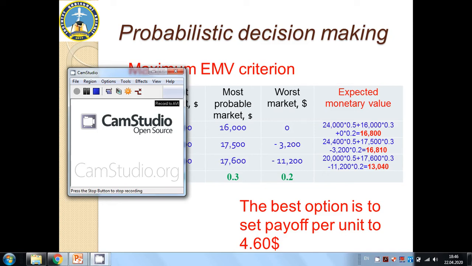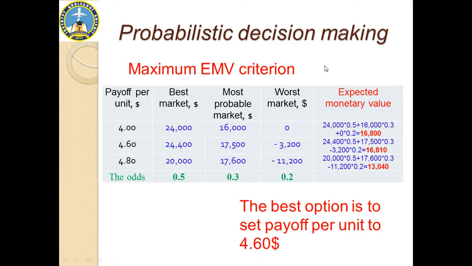Hi everyone, this is the intermediate section of the lecture on probabilistic decision making. The subject is special chapters of higher mathematics. In the previous video we stopped at this formal procedure for probabilistic decision making, where we try to maximize the expected monetary value. Now let's get to this example.